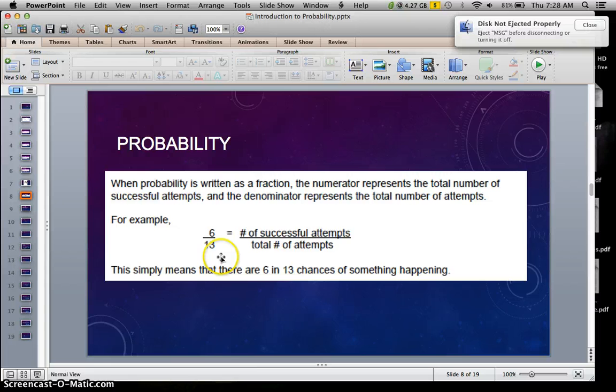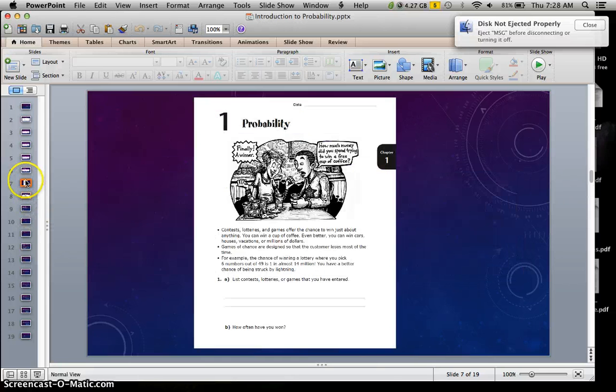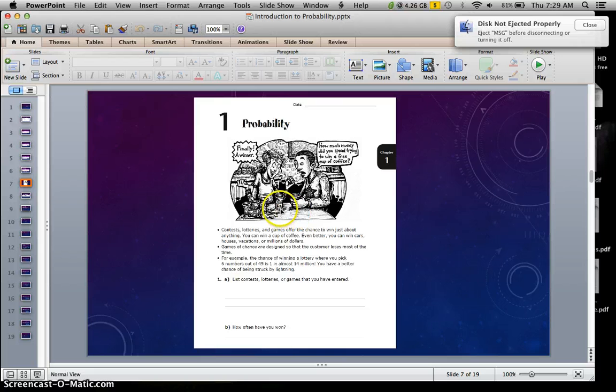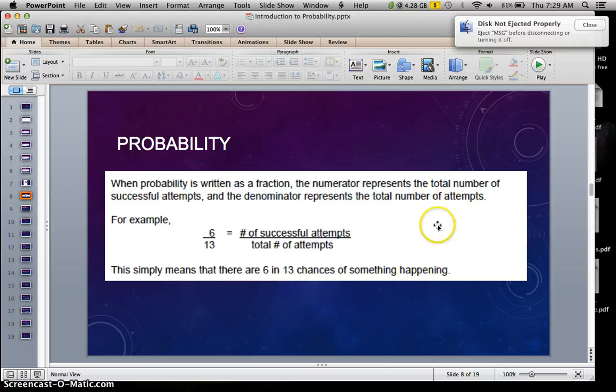So what does 6 over 13 actually mean? This means that there are 6 in 13 chances of something happening. If we take a look back at our example with the coffee, she had 5 coffees altogether, so that would be her total attempts at trying to win this. Her only successful attempt was the one time. So if we were going to write this as a probability, we would have 1 over 5. She had 1 in 5 chances of winning a coffee.